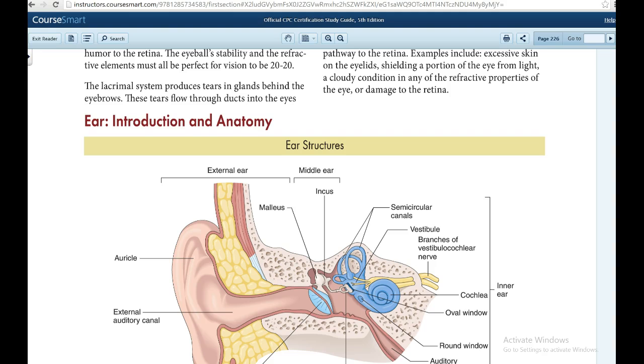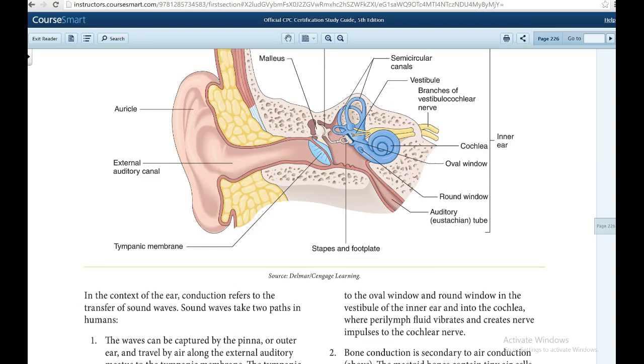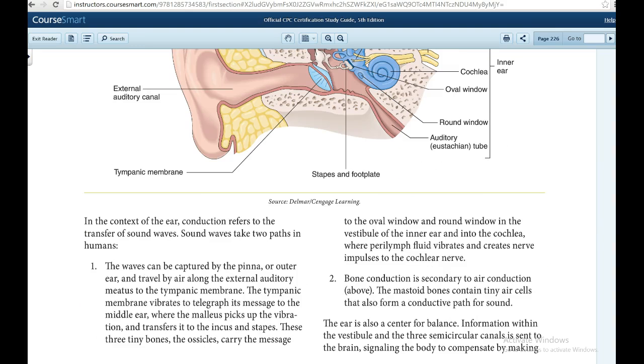The next thing that I want you to make sure you remember is the introduction of the anatomy of the ear. Here's the structure of your ear. In these 2 paragraphs right here, we have the context of the ear. Conduction refers to the transfer of sound waves. Sound waves take 2 paths in human beings. The first path: the waves can be captured by the pinna, the outer layer of the ear, and travel by air along the auditory canal, the meatus, to the tympanic membrane.